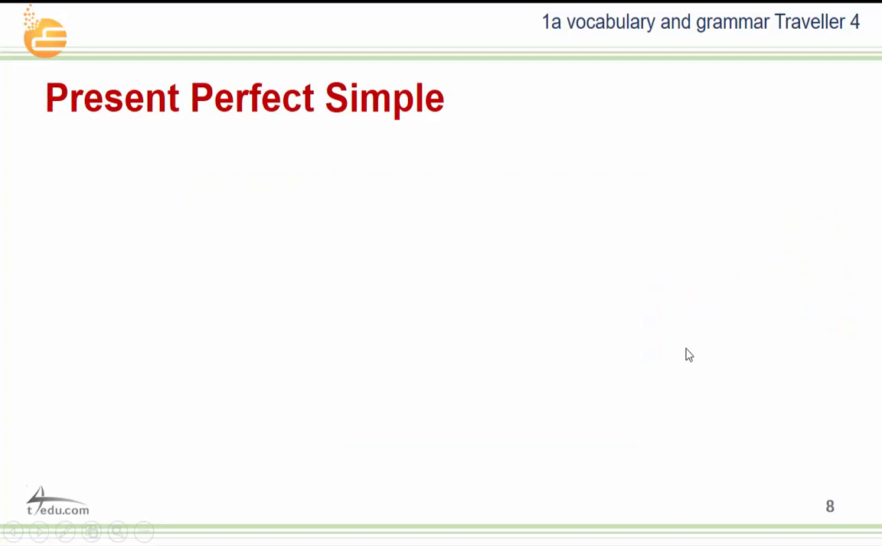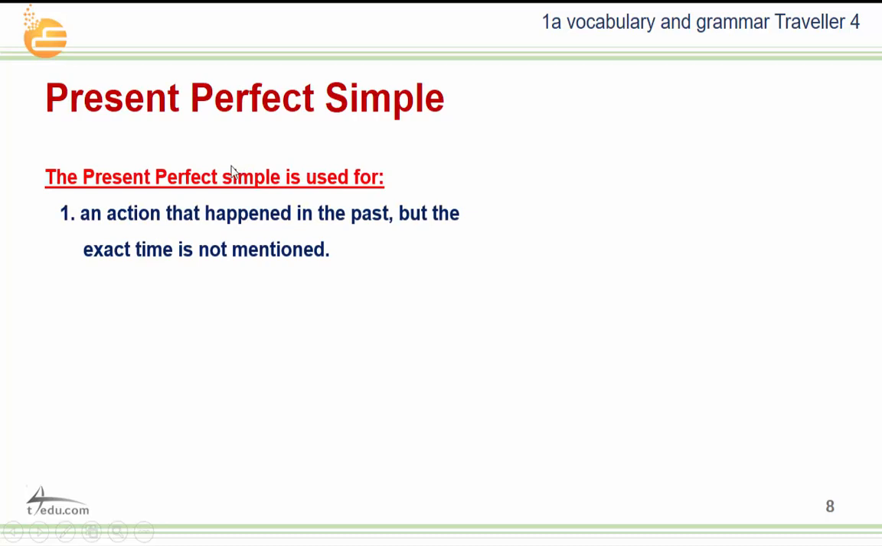Now, we are going to talk about an interesting subject, which is present perfect simple. This is grammar. What do you know about present perfect simple? Present perfect simple is used for an action that happened in the past, but the exact time is not mentioned.